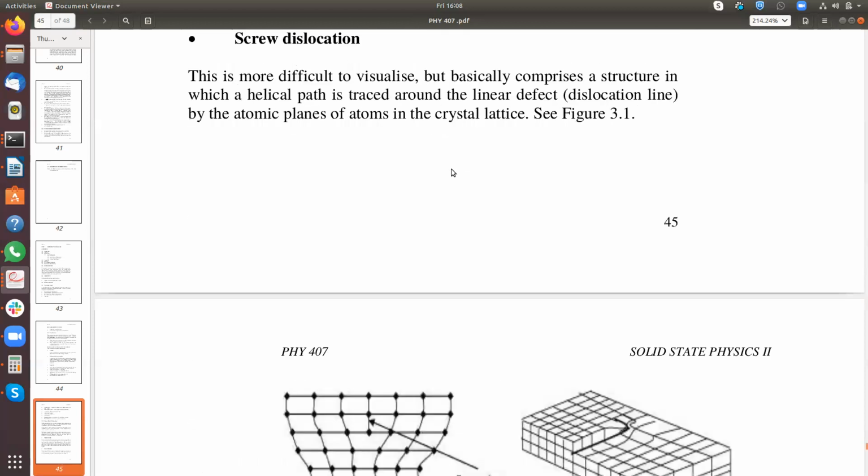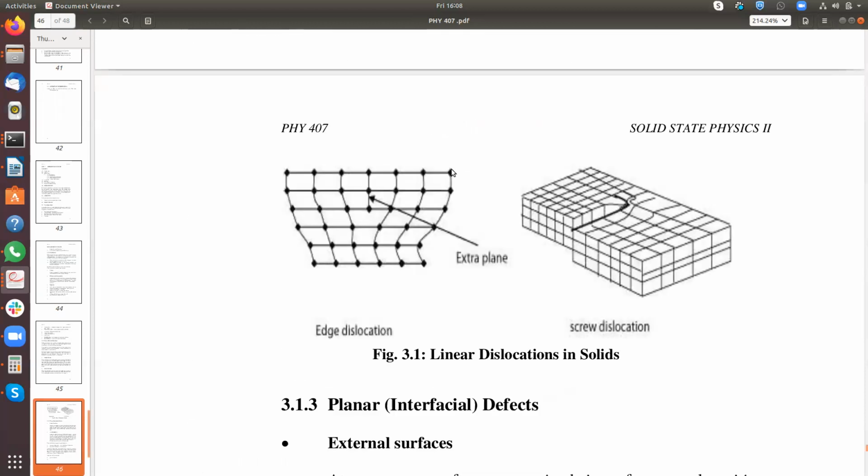We can see that in this figure. Look at this figure now. This is what we're trying to say. You look at this picture, and you see that it is only at the edge that we can see a kind of difference in the arrangement.